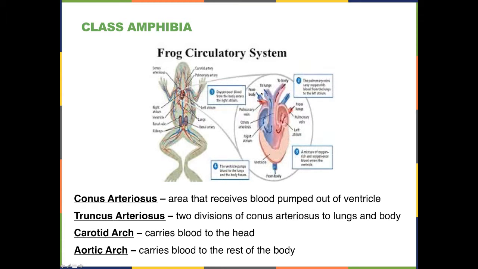Now once you come out of the body, there's an arch called the carotid arch, which feeds the head, and then it goes down this way. The aortic arch continues on after the carotid arch and carries blood, oxygenated blood, to the rest of the body. And that is the circulation of the frog.